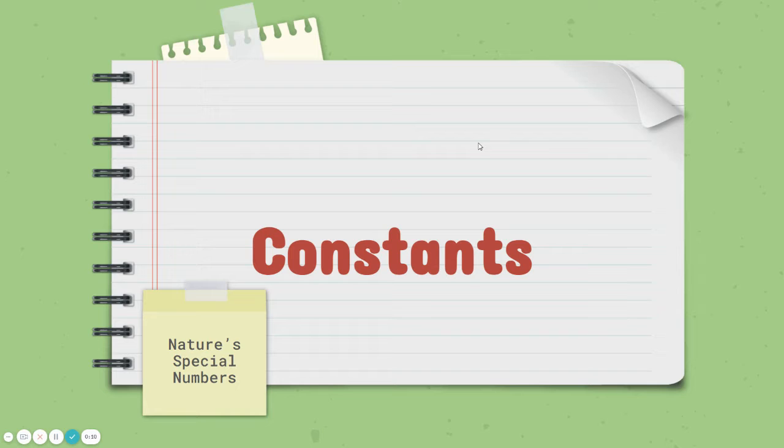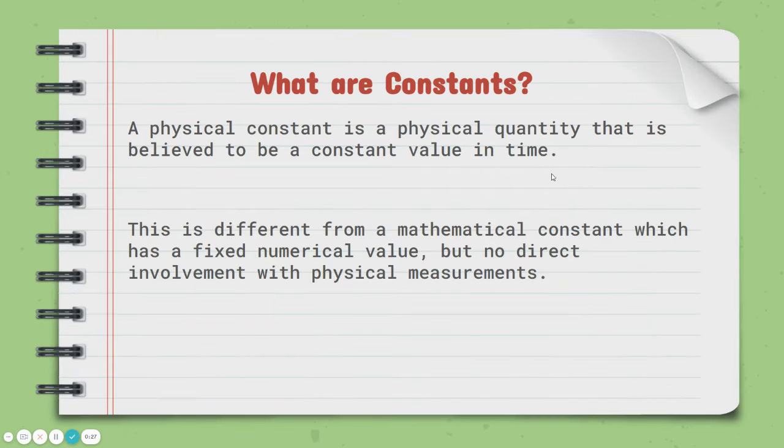Today we're going to be talking about constants, which are nature's special numbers. These are values and numbers that are found naturally in equations and other such things that make them very special. So let's take a look and see what exactly these constants are.